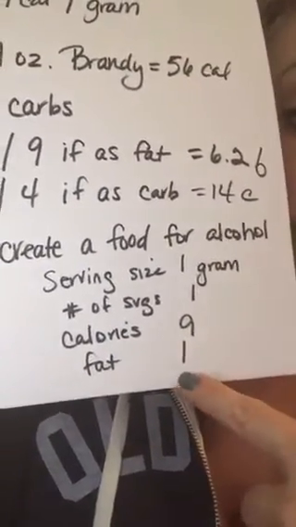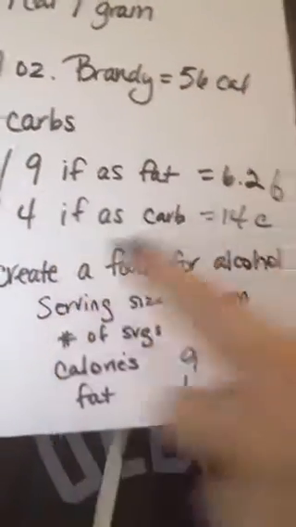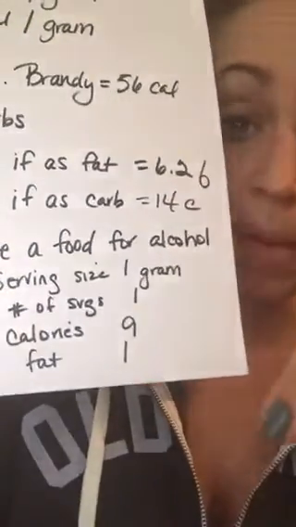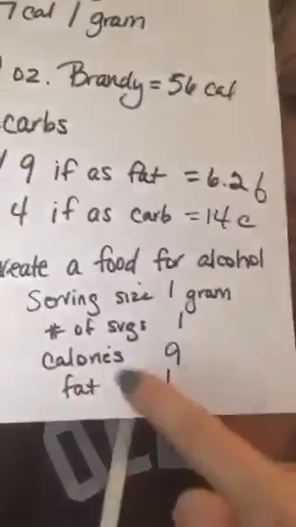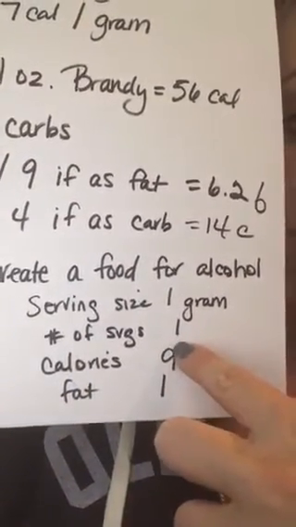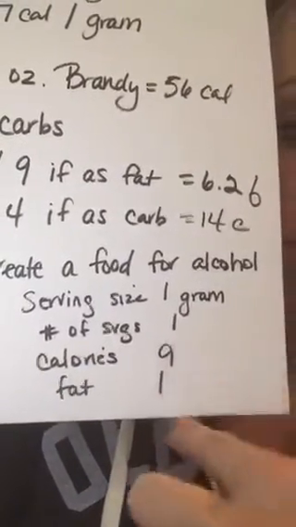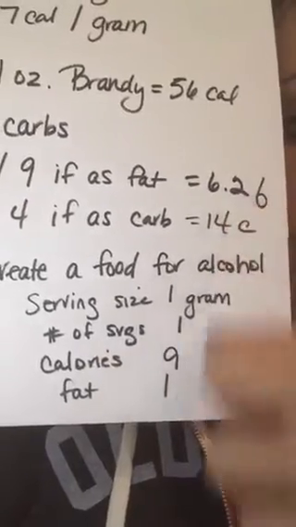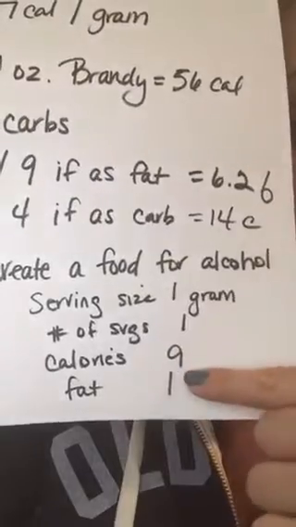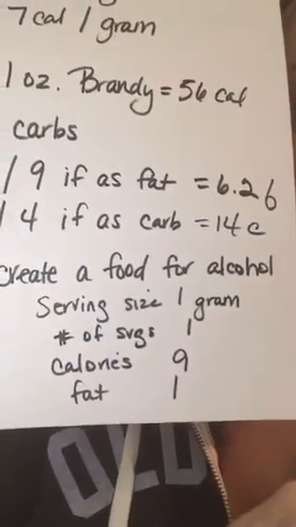So then what you'll be able to do is, like I told you, the brandy's 56 calories. We divided it by 9. There's 6.2 fat. So once you go into MyFitnessPal, you choose that food, and the number of servings is going to be 6.2. That's automatically going to calculate as 6.2 here, see, because there's two 1s. And then 6.2 times 9 is going to be pretty close to that 56. Does that make sense?